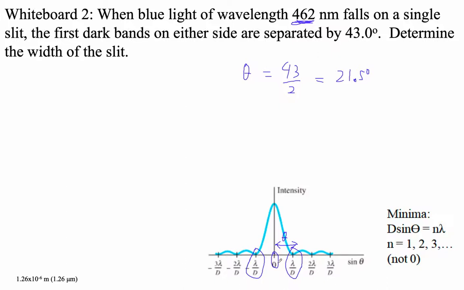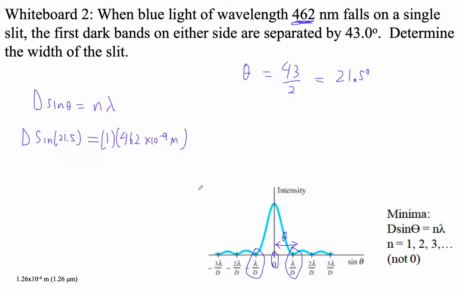Okay. It's the first dark bands. Determine the width of the slit. I think we can do it. All right. So we can say d sine theta equals n lambda. Okay. d is what we're trying to find. So d times sine of 21.5 is equal to 1 times 462 times 10 to the minus 9th meters.